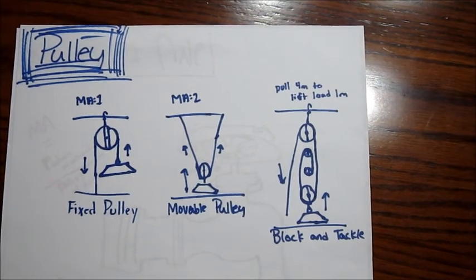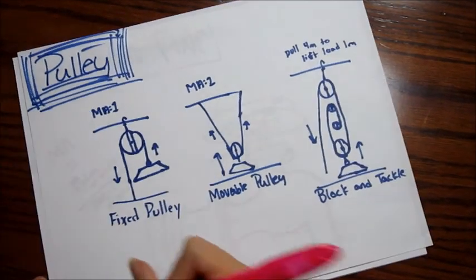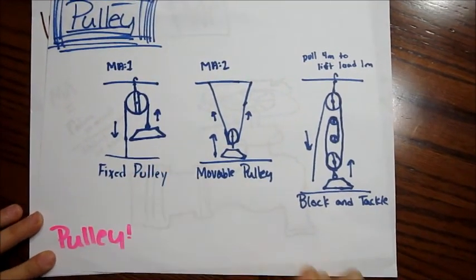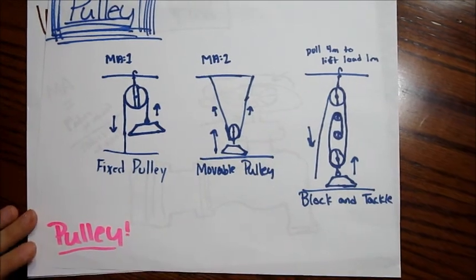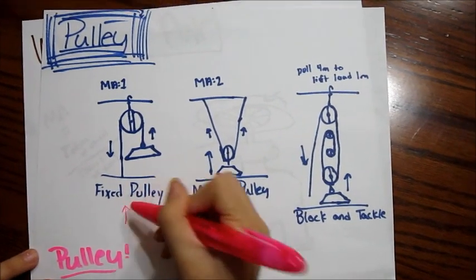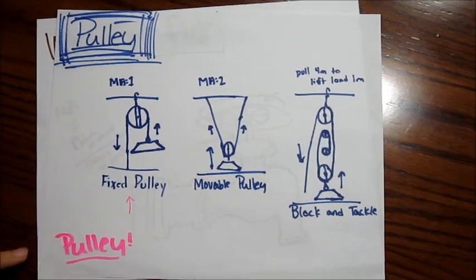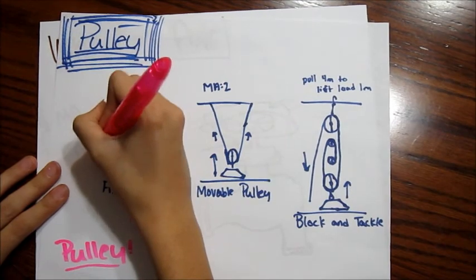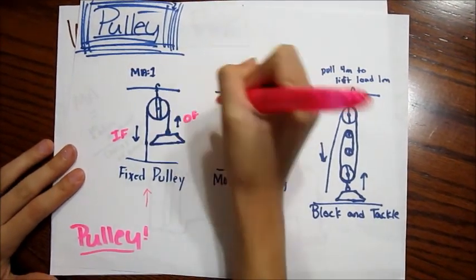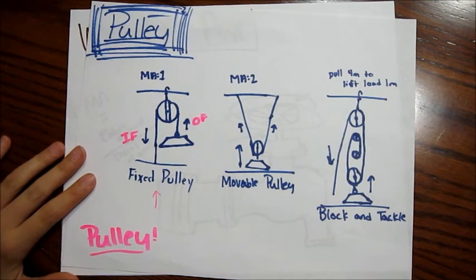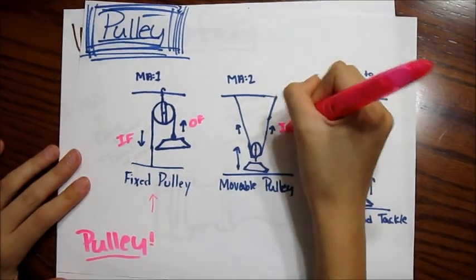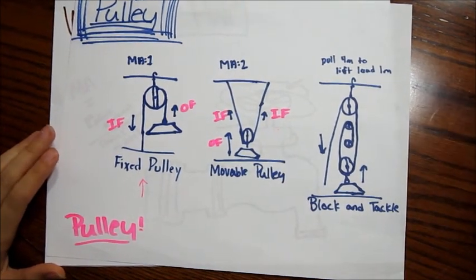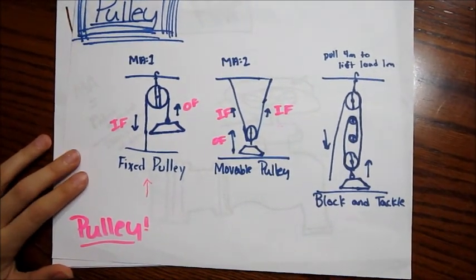A pulley. A pulley has a grooved wheel that holds a rope or a cable. A load is attached to one end of the rope and an input force is applied to the other end. On the first one, which is a fixed pulley, the input force is you pulling down on it, and the output force is the load moving up. An example of that is an elevator. It has a mechanical advantage of 1. The next one, a movable pulley, you pull up on it, which is the input force, and the load moves up. It has a mechanical advantage of 2.